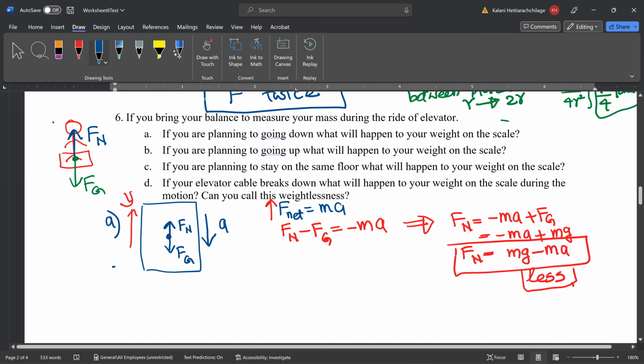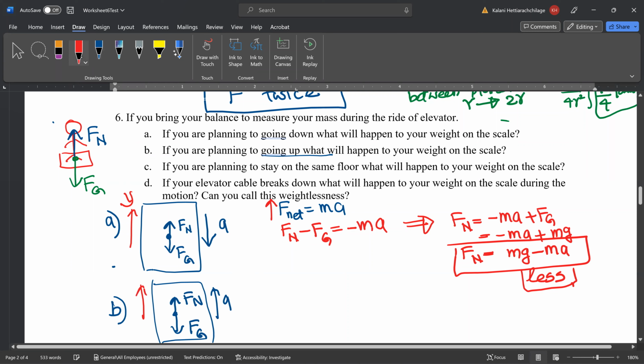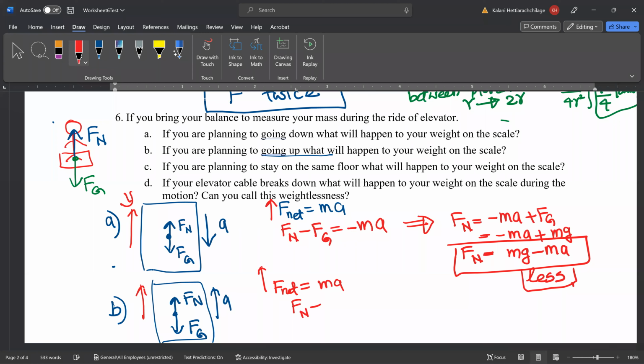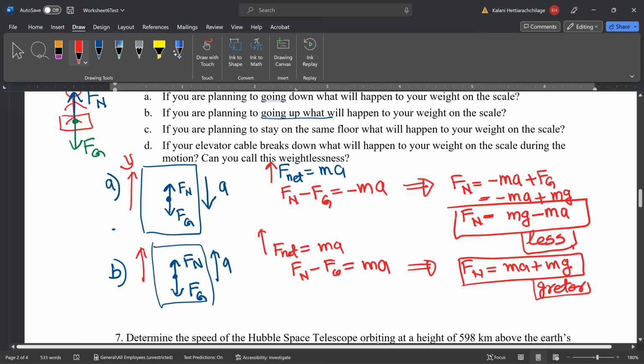Okay, now let's go to part B. I'm not going to draw the elevator and those things, exactly the same as before, I have normal force and force of gravity. But now what does the elevator do? If you plan on going up, let's draw it anyway. Now the elevator is going in the upward direction, right? It's still my y direction here. I am going to write F net equals, Newton's second law, mass times acceleration in the y direction. Now I have normal force, Fg down, but now my acceleration is positive. So normal force equals ma plus mg, right? In this formula you can see it is greater than without motion.